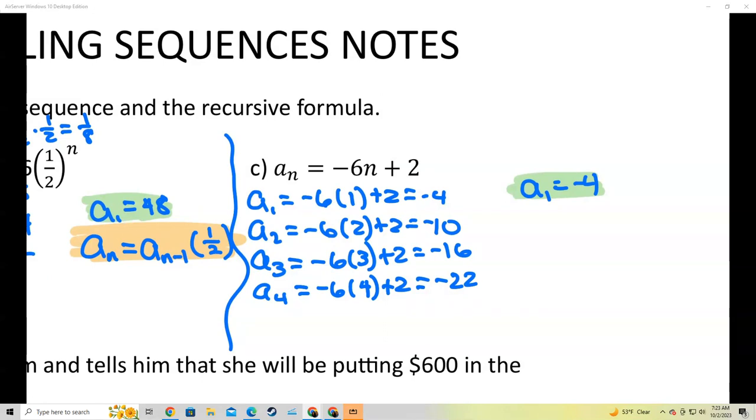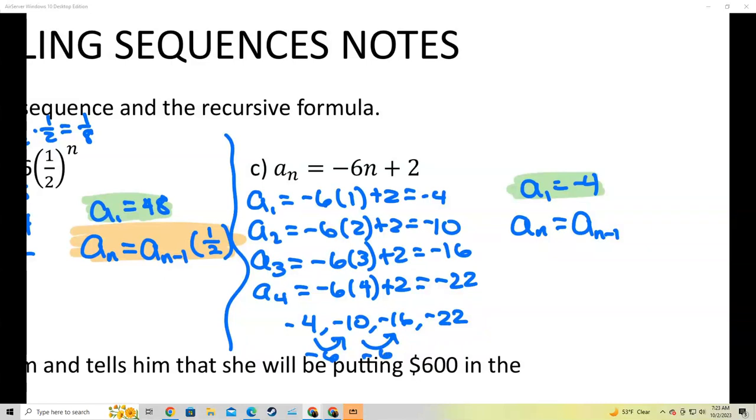And I need to write, how do I get the nth term using the previous term? Oh, I forgot to write my pattern. This is -4, -10, -16, -22. And it looks like every single time I'm subtracting 6. Remember that subtracting 6 is the same thing as adding -6. So I'm going to go ahead and just write subtracting 6 here, but do understand that this is arithmetic because I'm adding -6.